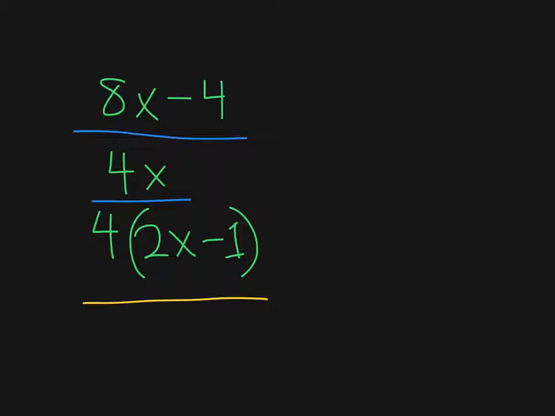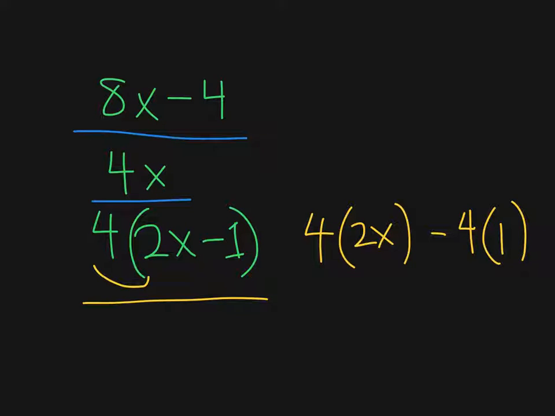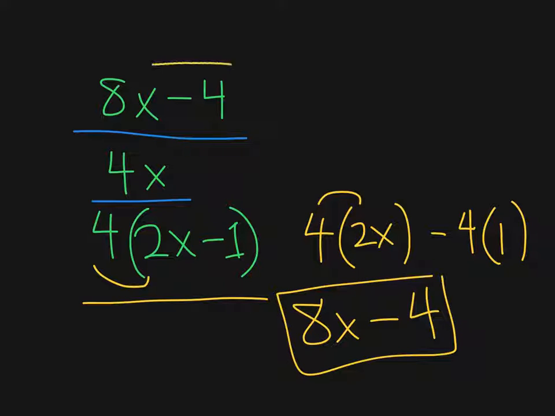This I can do some multiplication with, and when I multiply I'm going to do 4 times 2. Remember the distributive property, 4 times 2x, minus 4 times 1. And when we simplify that all, it's going to be 8x, because 4 times 2, minus 4. If you look here, that is the same as this. So this one here and this one here are equivalent expressions.